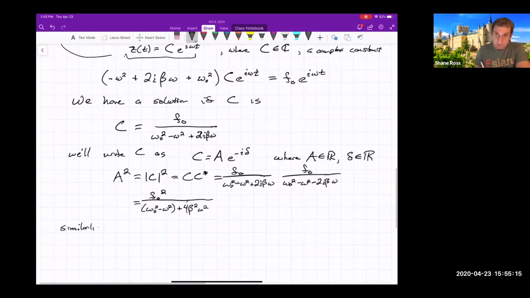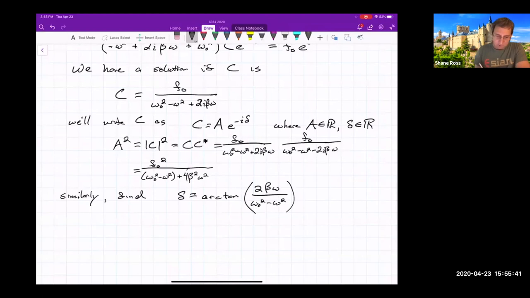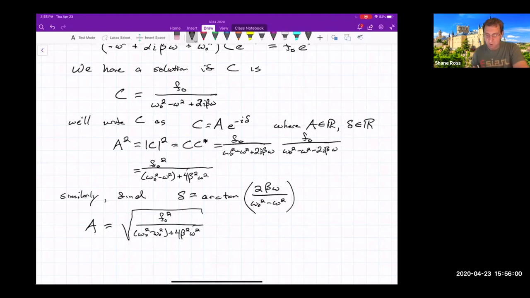You can similarly, using your background in complex analysis, find what delta is. And delta is the arctangent of beta omega divided by omega naught squared minus omega squared. Okay, so this is useful. Let me just write what A is. A is the square root of that thing, and this is a real number. You notice it's a function of omega and omega naught.